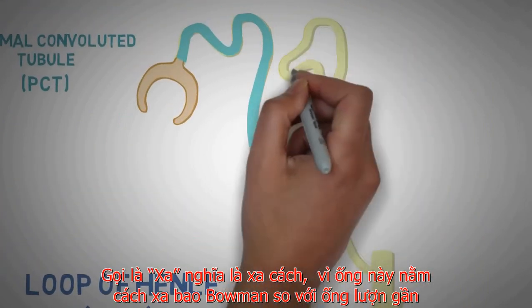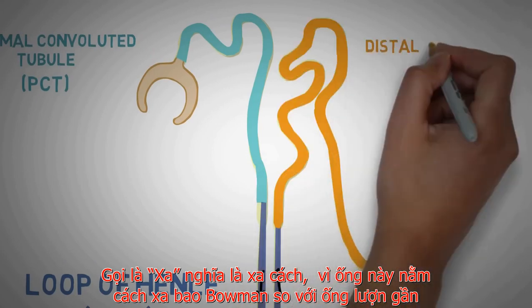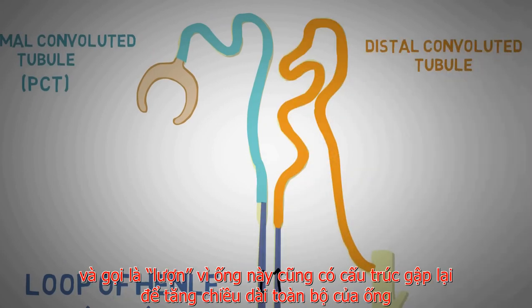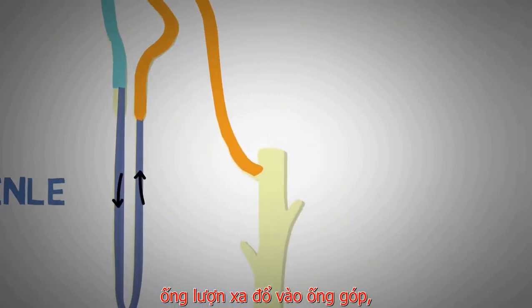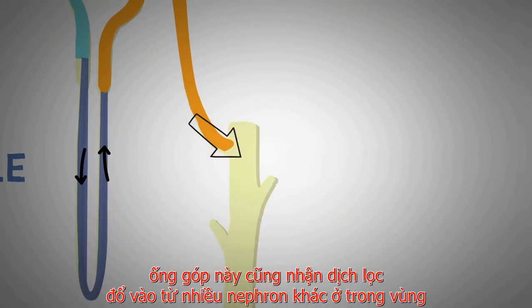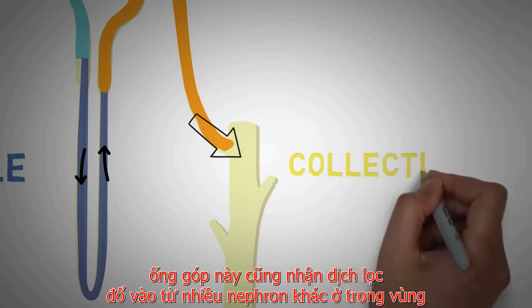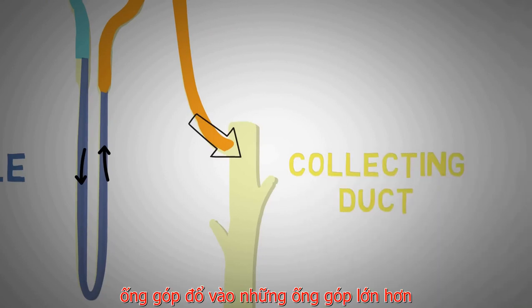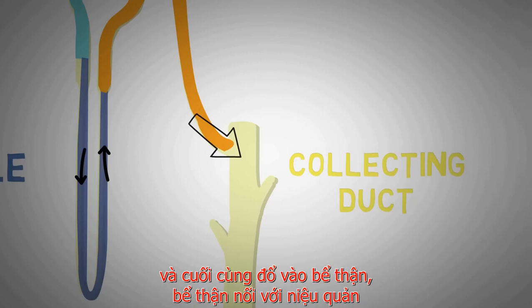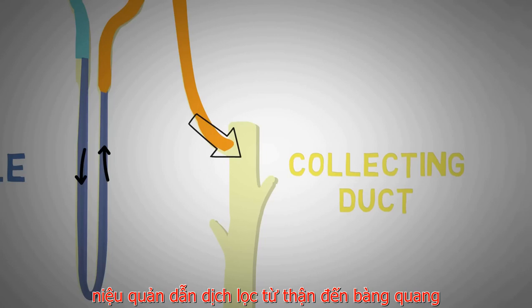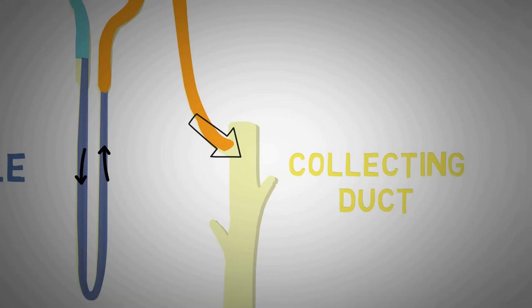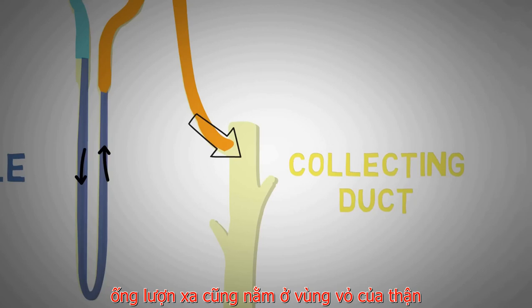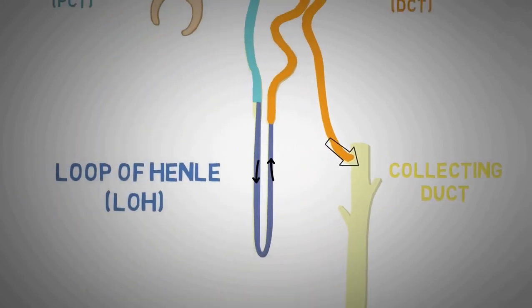Distal meaning away, since it is located far from the Bowman's capsule as compared to the proximal tubule, and convoluted, since it is also a folded structure to increase the overall length of the tubule. The distal convoluted tubule drains into the collecting duct, which also receives input from many other nephrons in the region. The collecting duct drains into the larger collecting ducts and ultimately into the renal pelvis, which is connected to the ureter. The ureter drains the kidney to the bladder. The distal convoluted tubule is also located in the cortex of the kidney.